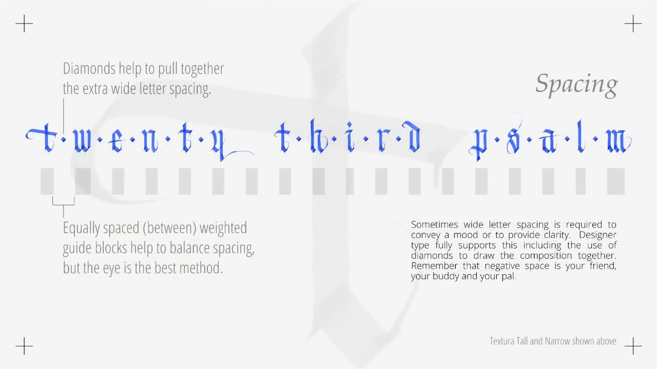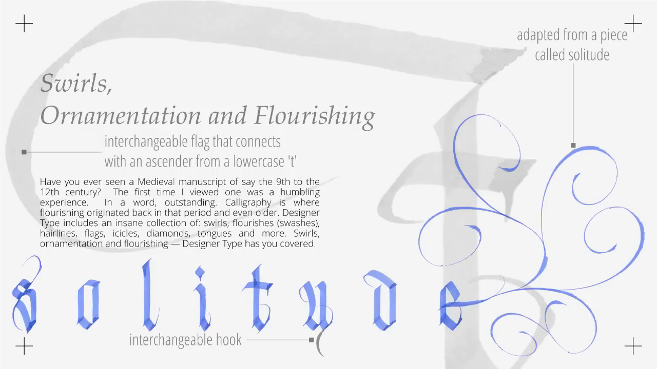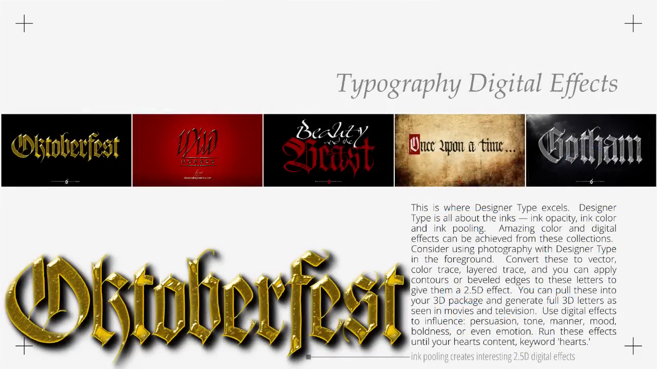Need wide or super tight overlap spacing? No problem. Want a design on a curve, a circle, or an oval? Yep, you can do that too. Need to complement your art with swirls, flourishing, and ornamentation? Designer Type has an insane collection of these. Need to run digital effects? Absolutely. In fact, Designer Type has an edge over regular fonts. Be sure to check out my video, Designer Type Digital Effects, where I cover a small sample of digital effects and how to create them.